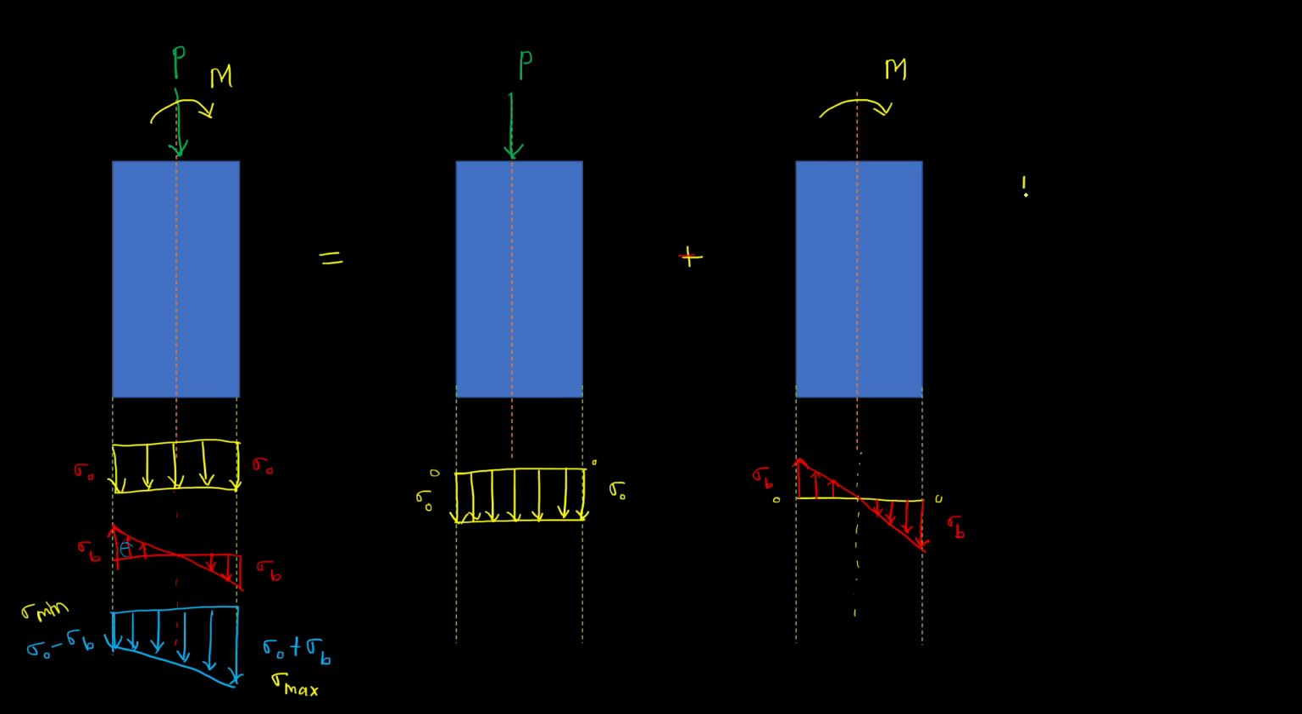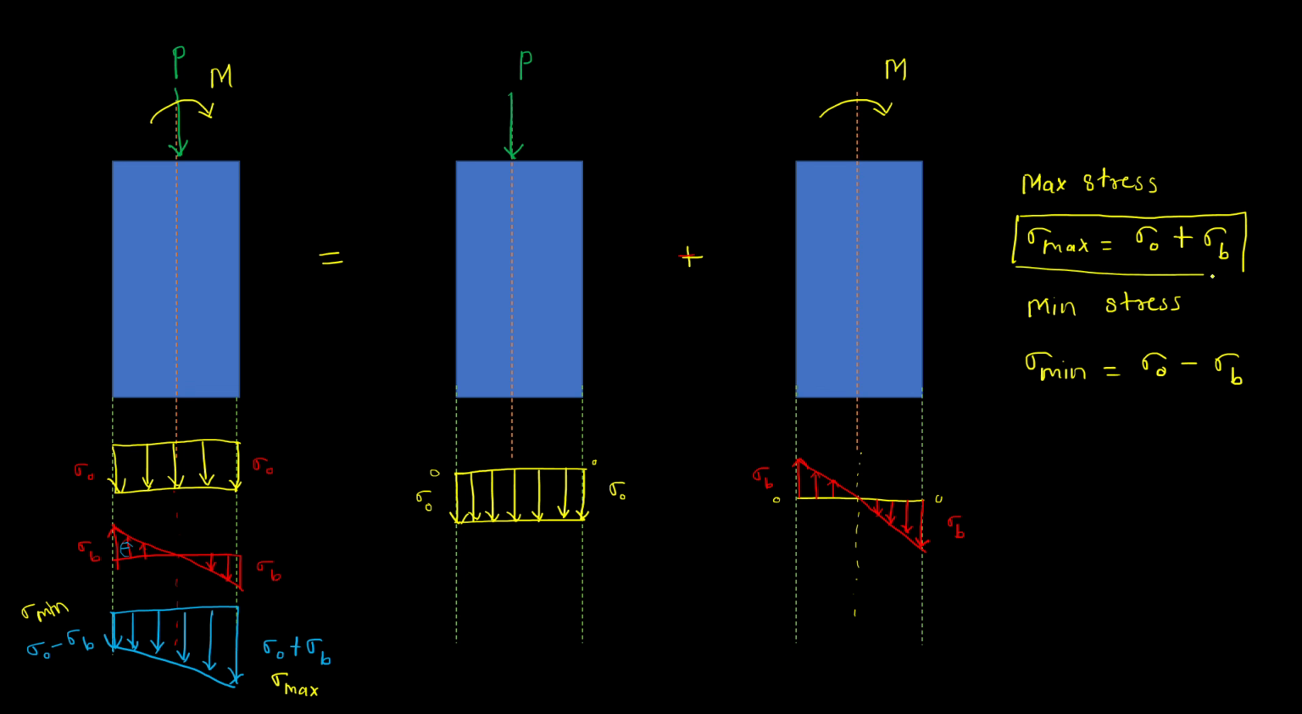That means maximum stress, that is sigma max, it is sigma 0 plus sigma b. And what is sigma 0? Direct stress, sigma b bending stress. Similarly, minimum stress is denoted by sigma minimum, and this is equal to sigma 0 minus sigma b. Very important. On this only most of the questions are asked from this unit.